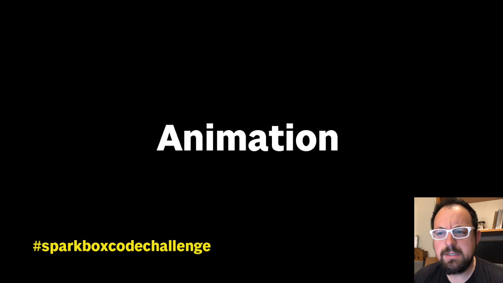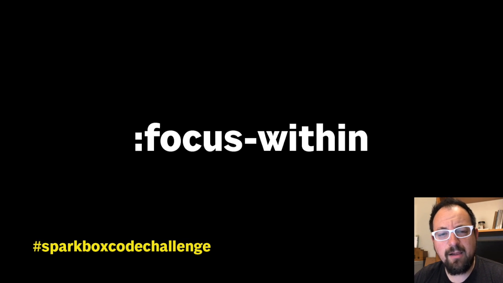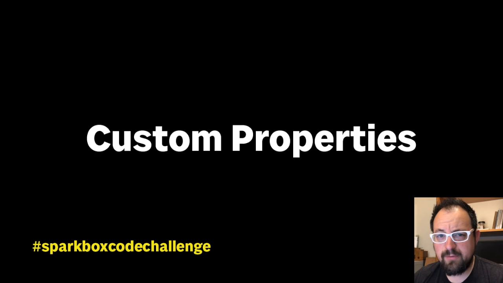Another thing to try out, for example, might be new CSS features that you've never used before. Perhaps the focus within field, so that you can see when an element has focus and apply more styles. Perhaps the button color could change when there's focus within the parent container. Another thing you might want to try out with new CSS features are custom properties. Maybe you've not used CSS variables before, and this might be a good way to try that out.